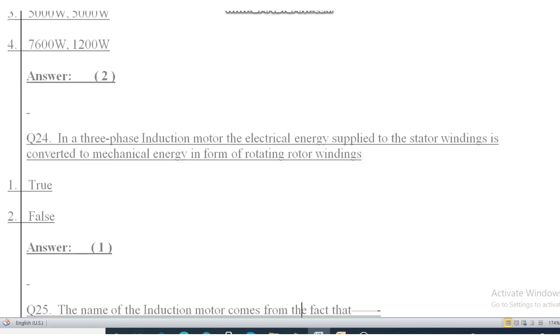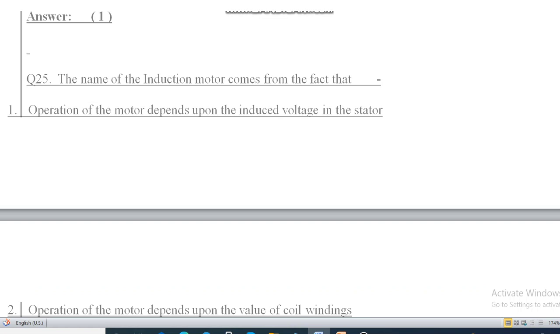In a three-phase induction motor, the electrical energy supplied to the stator windings is converted to mechanical energy in the form of rotating rotor windings. Whether the statement is true or false, this statement is true.